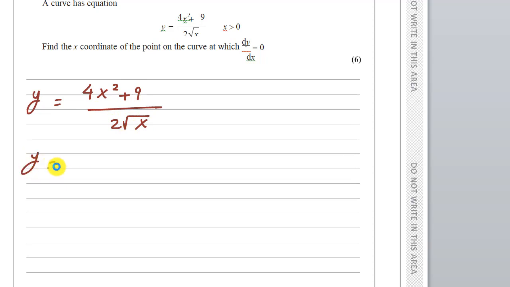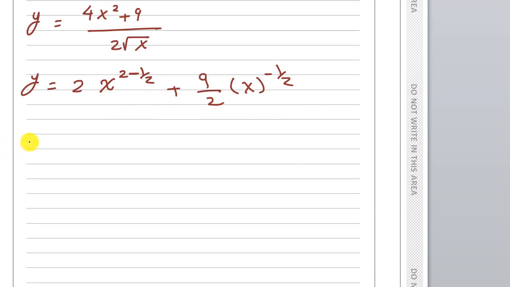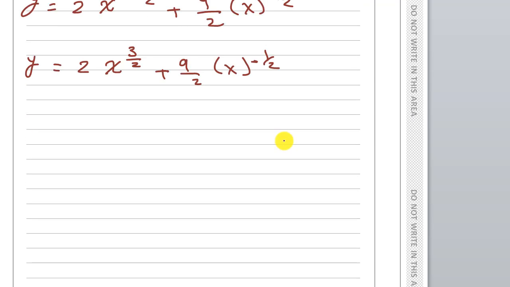So y is equal to 4 divided by 2 is equal to 2x power 2 minus half plus 9 divided by 2 x power minus half. So y is equal to 2x power here 4 minus 1 equal to 3 over 2 plus 9 divided by 2x power minus half. Let us start to find dy by dx.